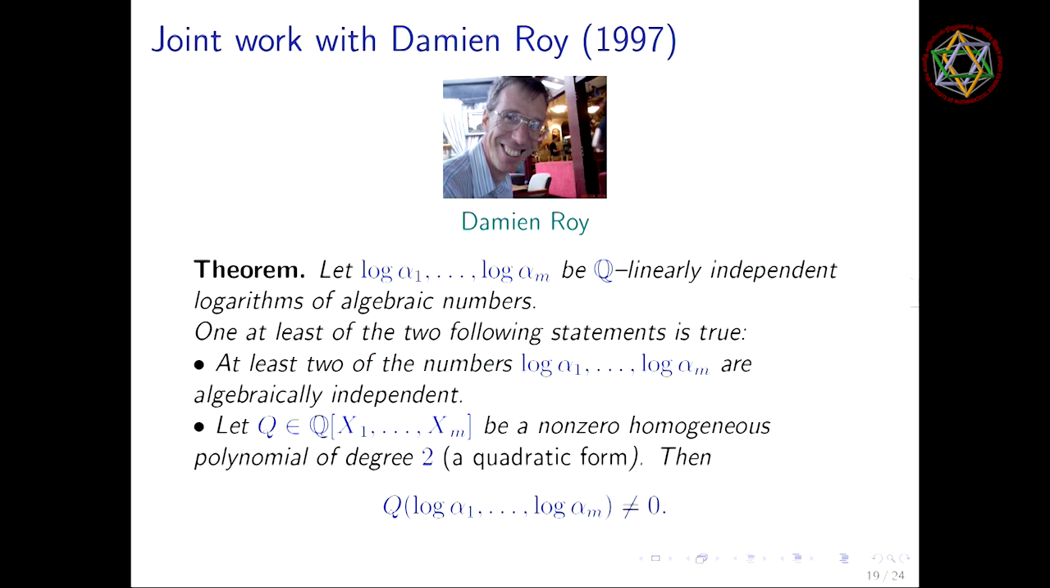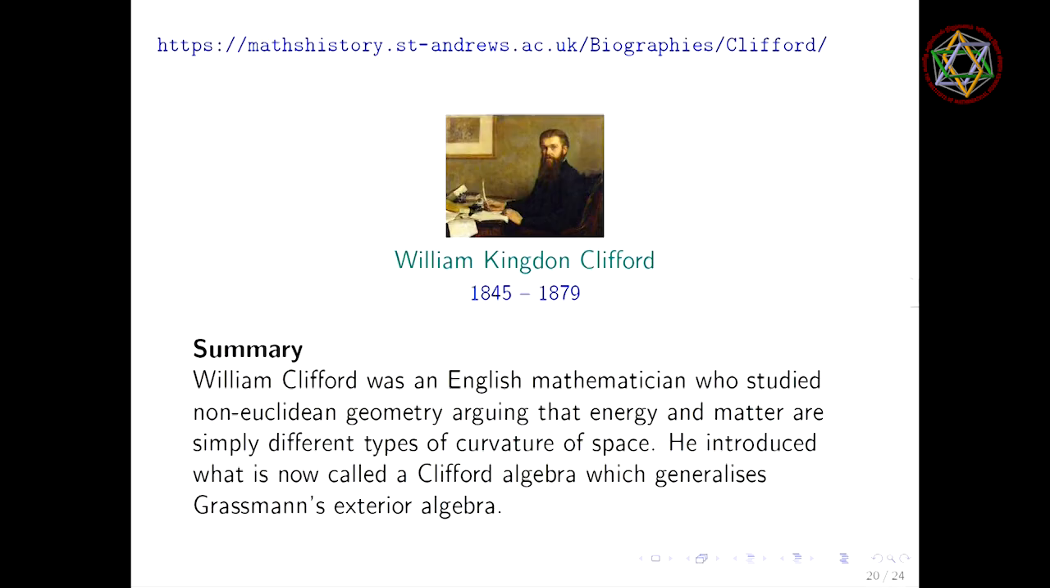The first statement is that at least two of the numbers log alpha 1, ..., log alpha n are algebraically independent. And the second is that if you take a non-zero homogeneous polynomial of degree 2, a quadratic form, then this polynomial does not vanish at log alpha 1, ..., log alpha n. So this is the result for which we use Clifford algebra.